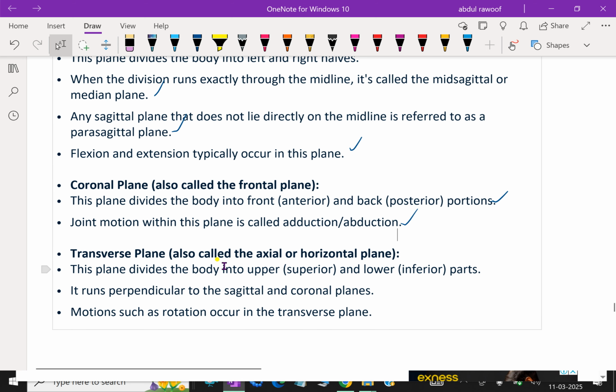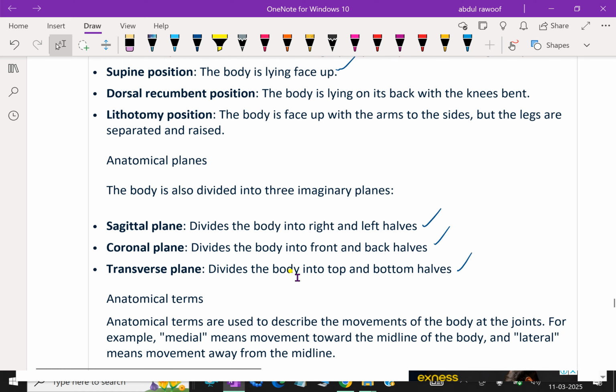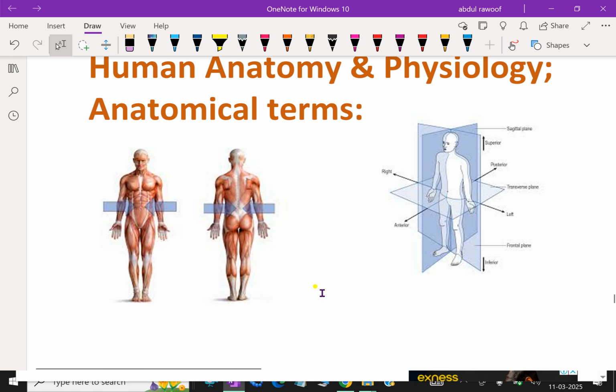So far, we discussed the human body planes. In future videos, we will discuss further about it.